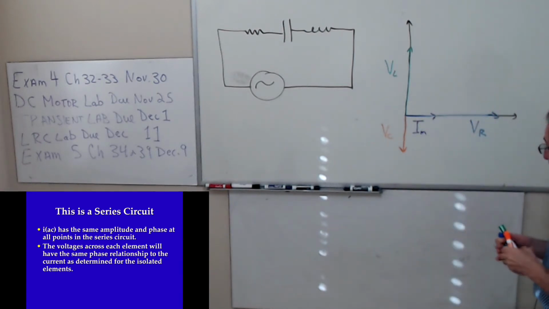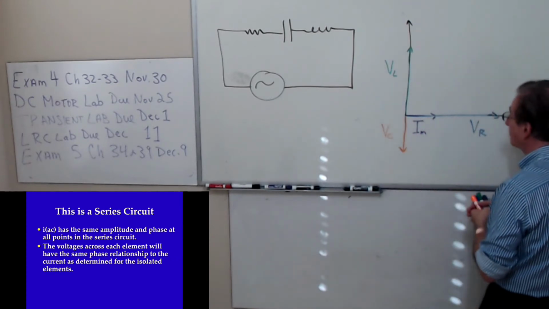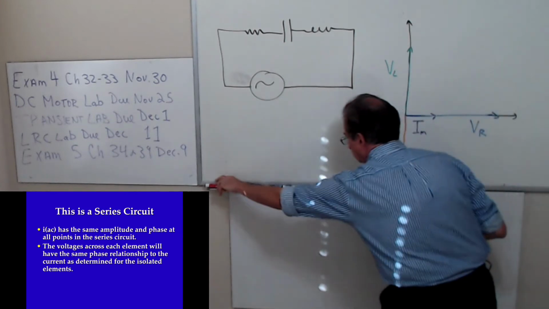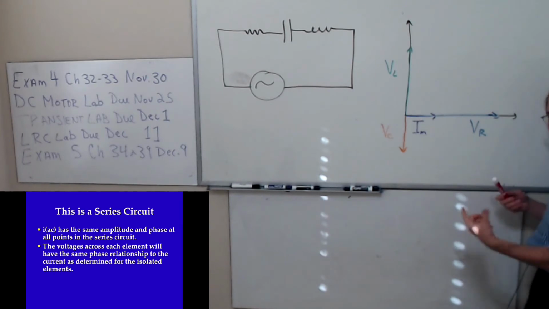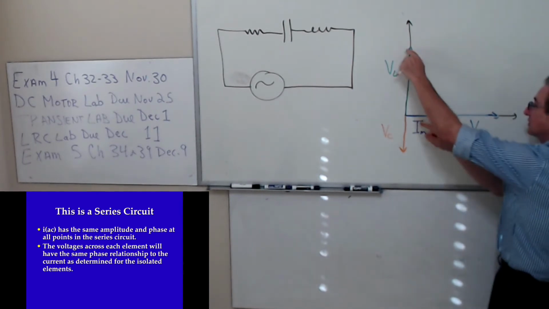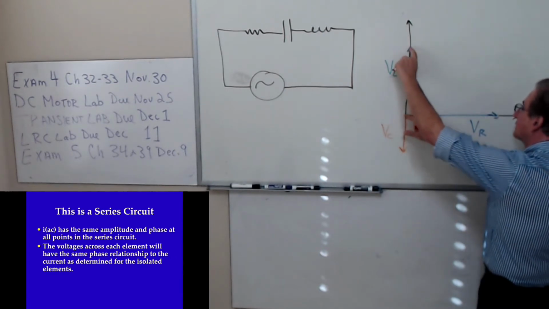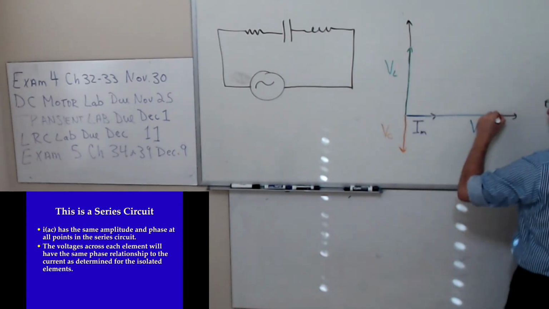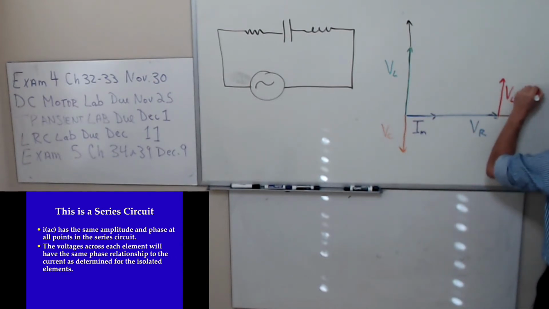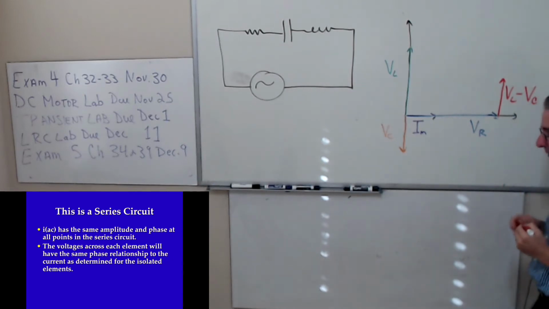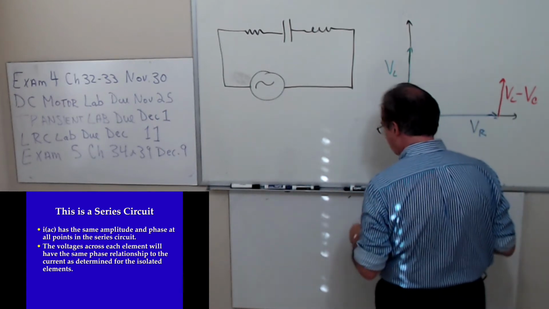Okay, so now I'm going to put this together. These two are 180 degrees apart, so I'm going to combine the two. I'll draw the combination of the two right here because I'm going to use the head to tail method to add these together. So I'm going to get something about this tall. That's V sub L minus V sub C. I'm going to treat this like I'm adding vectors.